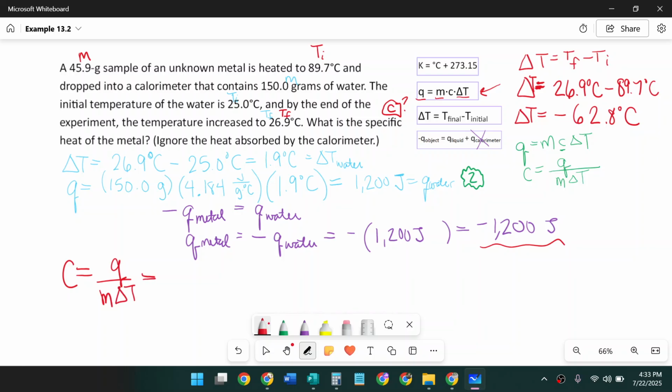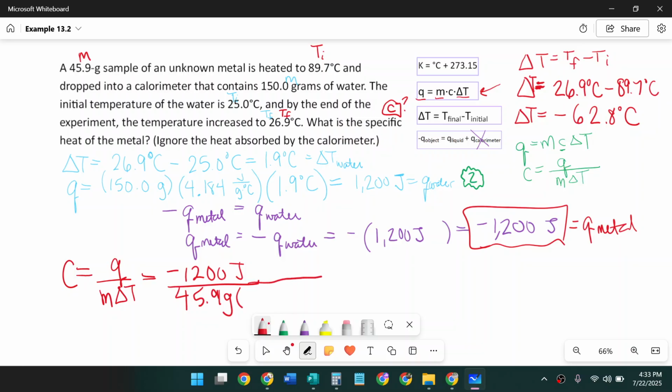So the Q that we just got, that's this one. That's the Q for our metal. So we're going to start with that. So negative 1200 joules. And then our mass, that's up here. So that's 45.9 grams. And now we're going to put in our change in temperature, which we just found, which is negative 62.8 degrees Celsius. All right, let's check our units.